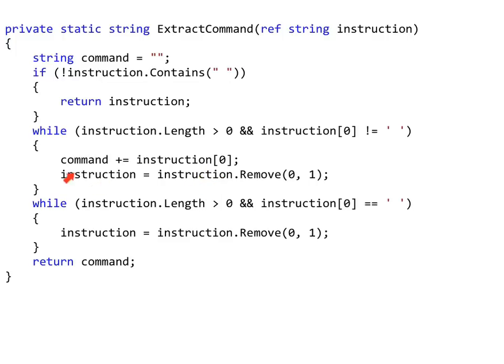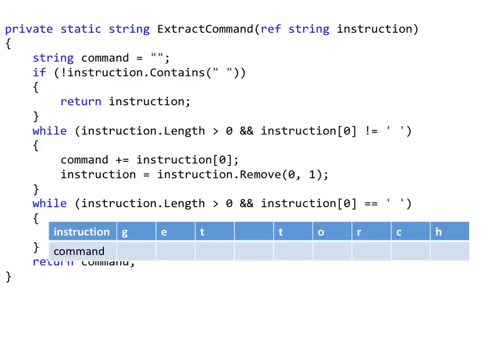After removing it, you can see it gets assigned back into instruction. So it's basically going round and round in a loop, taking the first character and putting it into command and removing that character from instruction. We could look at this as an example here where we've used our get torch instruction.